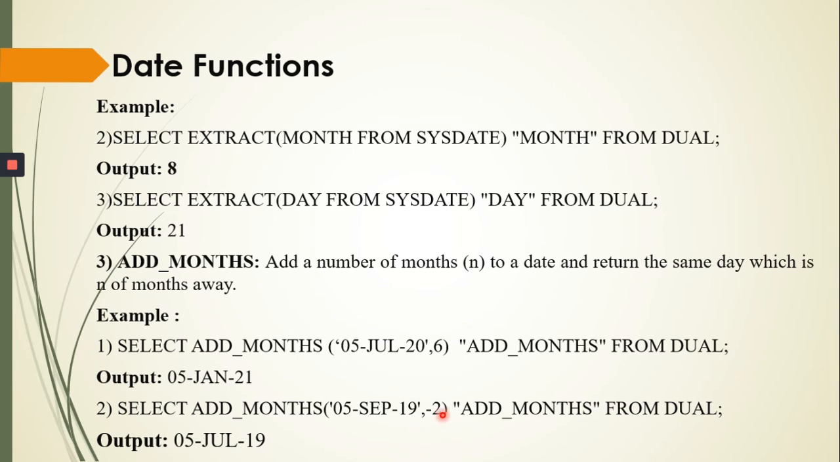Now select add months 5th September, comma -2. Here I will provide -2, so it will subtract 2 months from September. So the output will be 5th July. If I write a positive number, then it will add, and if I write a negative number, then it will subtract the given number of months from the date. This is the functionality of add months.